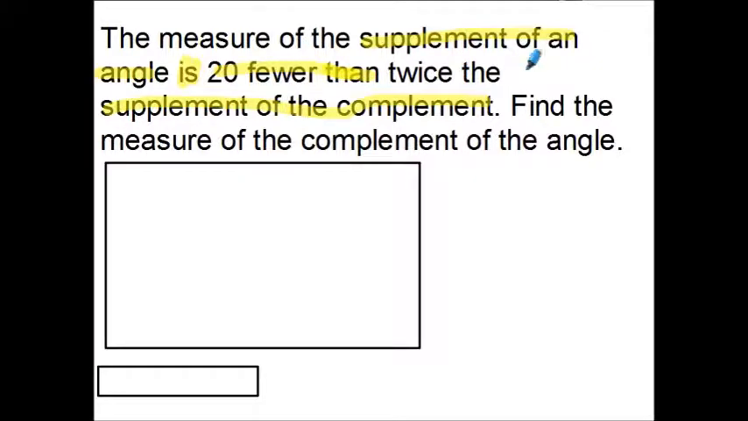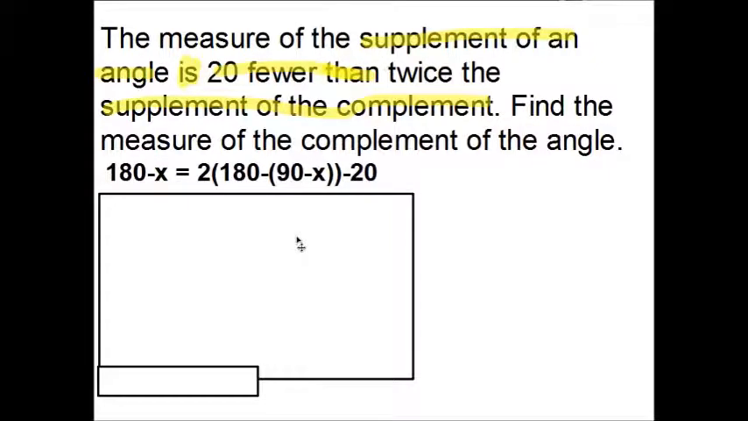Now, that's going to be kind of a big equation. That's going to be 180 minus 90 minus x. So let's take a peek at what this thing is going to look like. And let's go through each piece individually. So here we go. The supplement of an angle is twice, so 2 times, the supplement of the complement. And then we got the 20 fewer than part. Alright, what do you think?